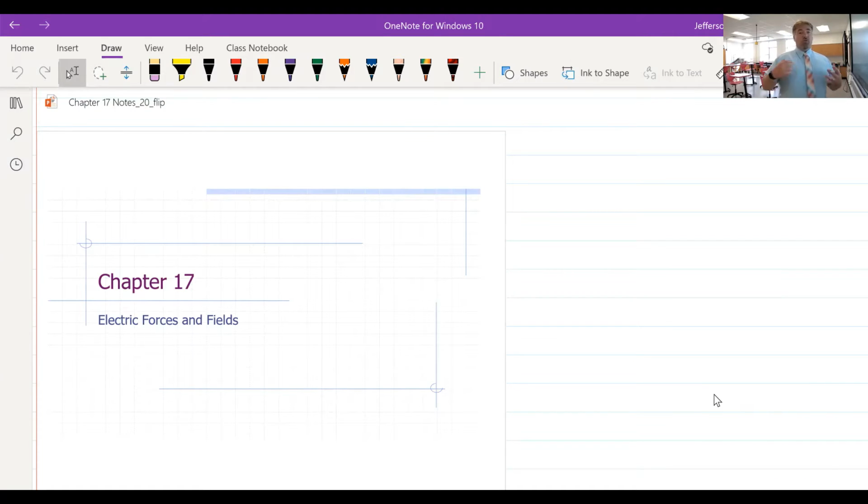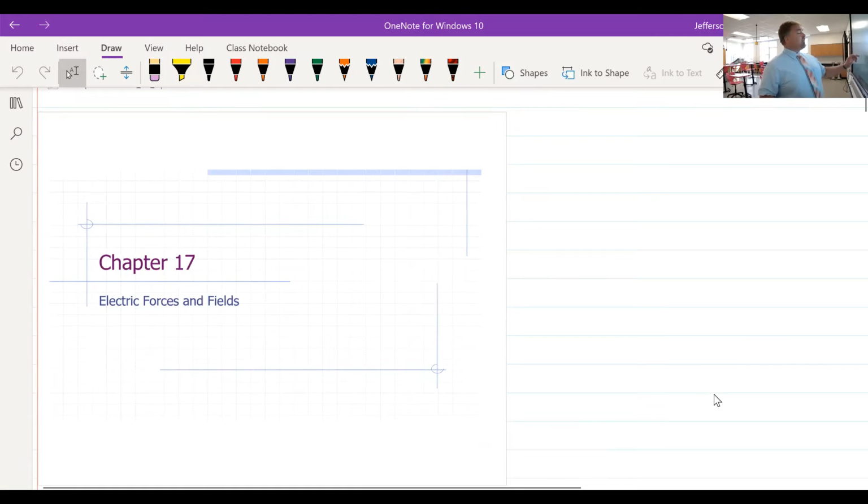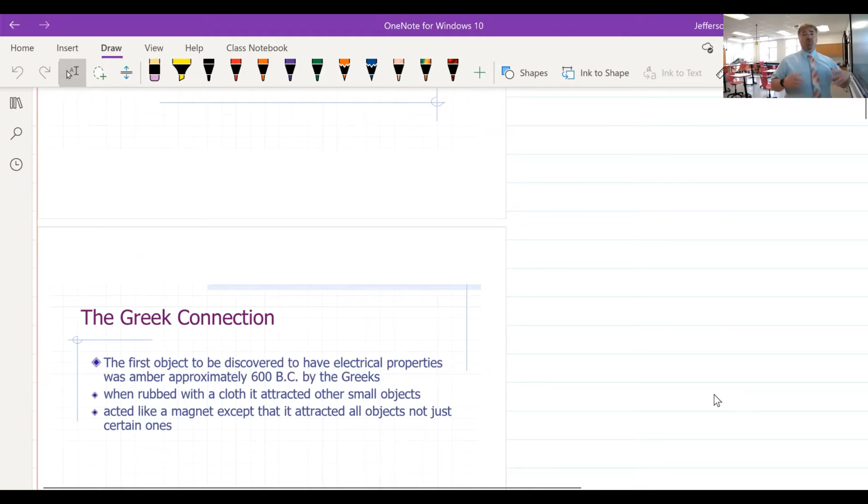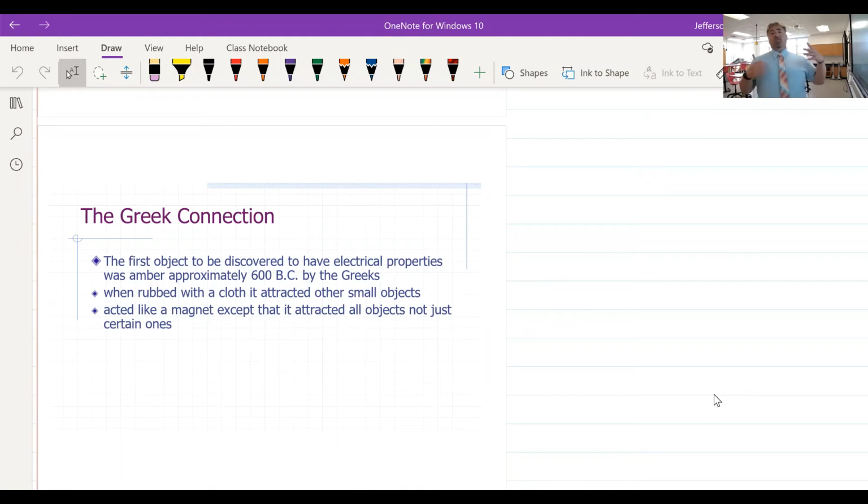So we're going to start off with Chapter 17. We're going to look at the very basics of charges and the forces between them and how those things exert forces on each other. In Chapter 17, it's all electric forces and fields. We're going to start off with a little history, and we're going to start by talking about the Greeks.